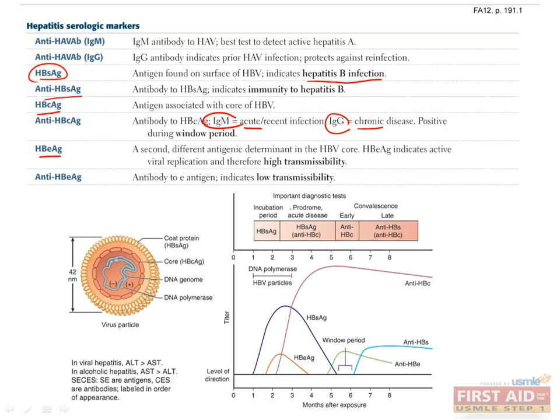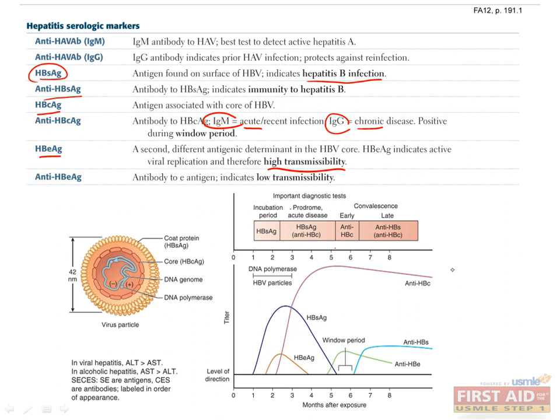Hepatitis B E antigen correlates with how infective a person is. If the patient has this antigen in their system, the virus is highly transmissible to others. The presence of antibodies against hepatitis B E antigen indicates low transmissibility. Okay, so let's try to put this together.